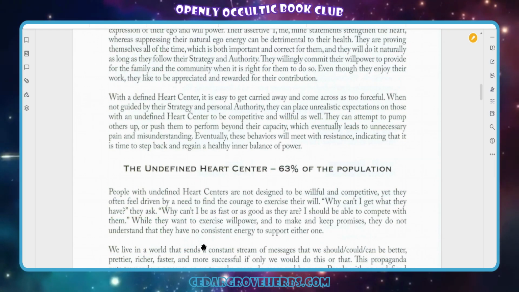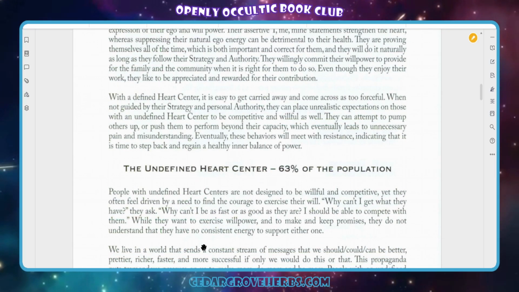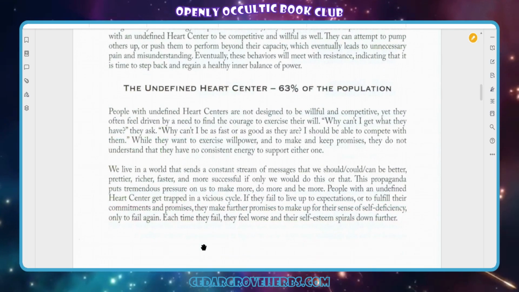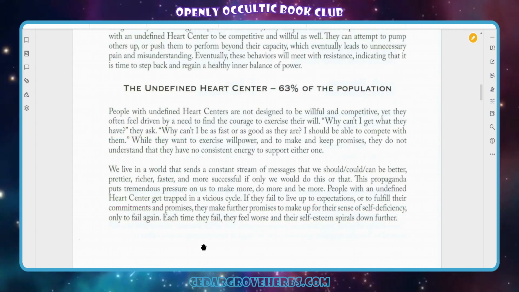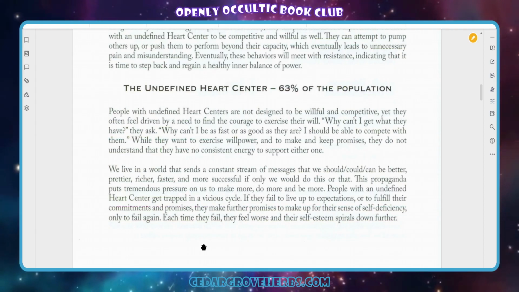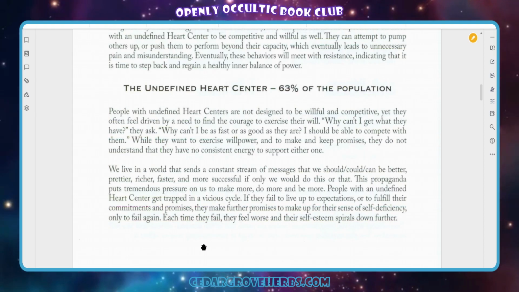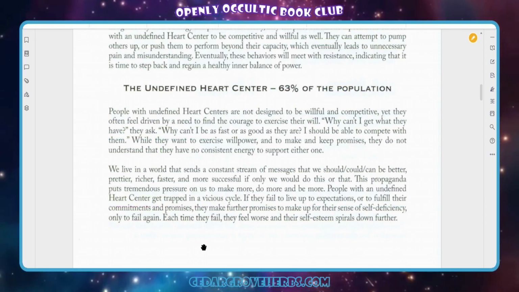The undefined heart center, 63% of the population. People with undefined heart centers are not designed to be willful and competitive, yet they often feel driven by a need to find the courage to exercise their will.